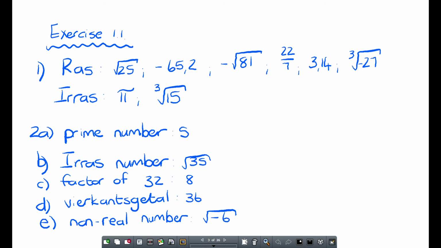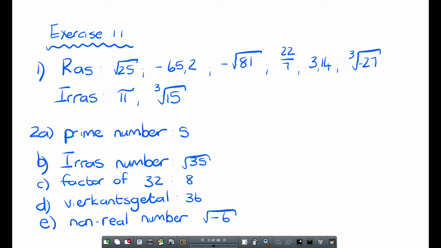Right. So over here, the prime number I said was 5. Did you guys have anything else there? 7? Was 7 good? No, that was minus 7. You must read. Look at the commas. At B, an irrational number. The irrational number I said would be square root of 35, because that doesn't give me a whole number. It gives me a decimal. You guys find that?